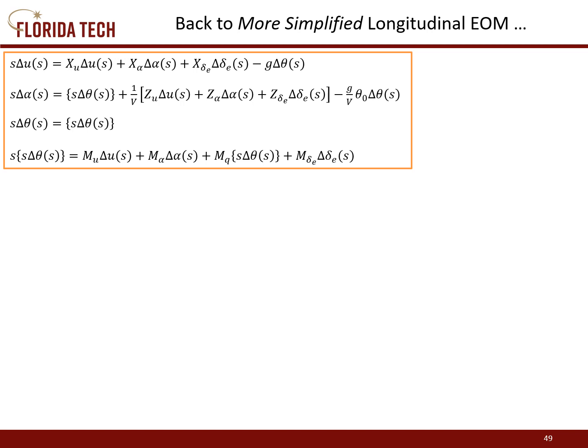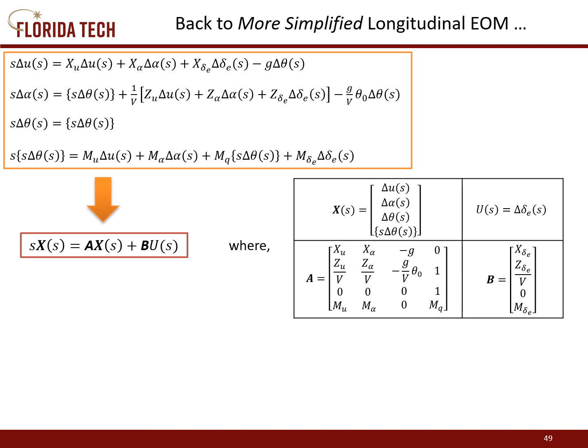All right, back to our more simplified longitudinal equations of motion. So we have them. Here are the 4 equations. We added the identity equation, and the Laplace transform has already been applied. We want to put that in our standard state space notation. And to do that, we know that our state is defined as u, alpha, theta, and then the derivative of theta, or s times theta. Our input to the system in the longitudinal case is the elevator deflection, and our A matrix and B vector have been defined as previously on the other slides. So that's kind of a review.